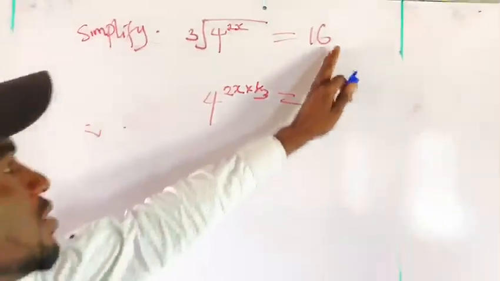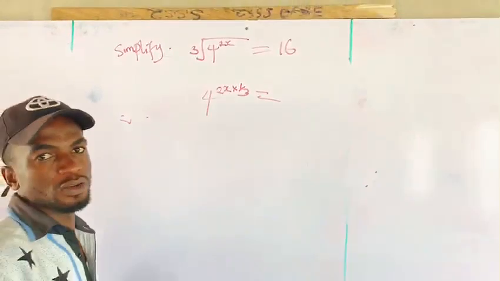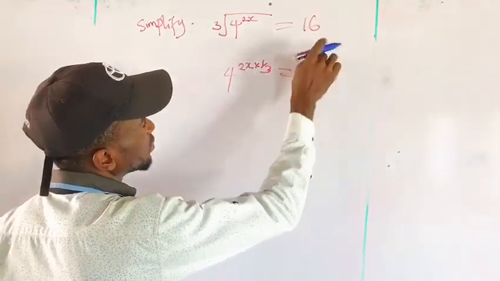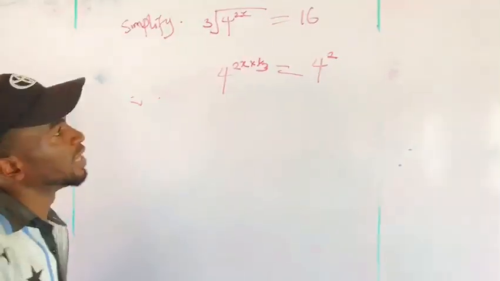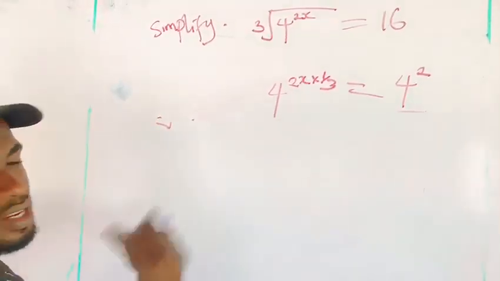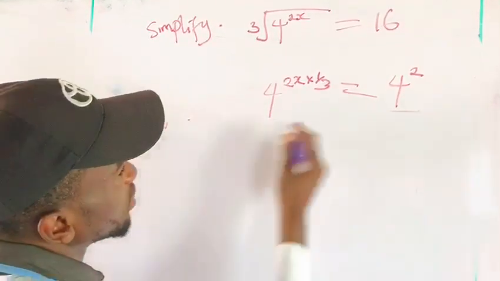We can write 16 as 4 raised to the power of 2, which is equal to 16. We have not changed anything. This is 4 raised to the power of 2, the same thing as 16. Now they are both having the same base, so we can eliminate the base and equate the powers.